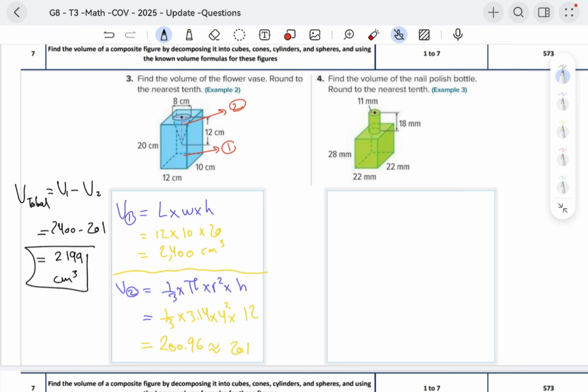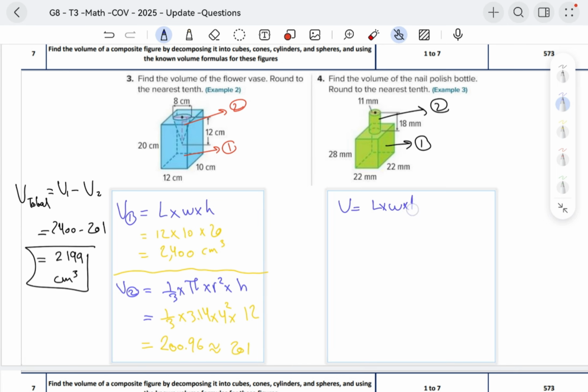Now let's go for question number 4. Here also we're gonna separate this shape into a rectangular prism and a cylinder. We're gonna find the volume for each shape separately, and then we're gonna add them together. The volume of a prism is length times width times height, 22 times 22 times 28, and the answer for this is 13,552, and the unit is millimeter cubed. This is V1.